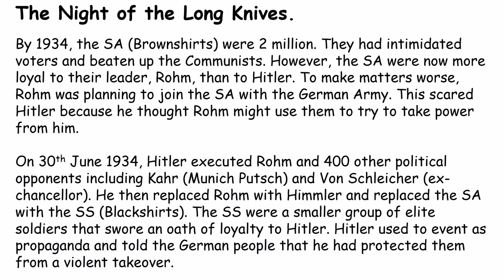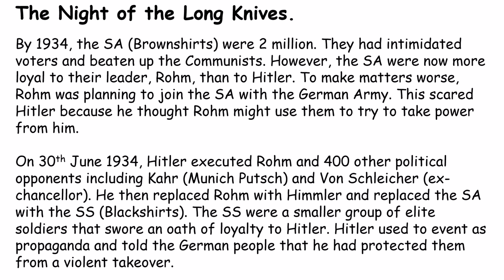So on the 30th of June 1934, the Night of the Long Knives happens. Hitler takes the actions of executing Ernst Röhm and 400 other political opponents, including other SA leaders and including people from his past. So von Kahr, who was one of the politicians that had sabotaged the Munich Putsch in 1923, and von Schleicher, who was an ex-chancellor who was put into power instead of Hitler in 1932.